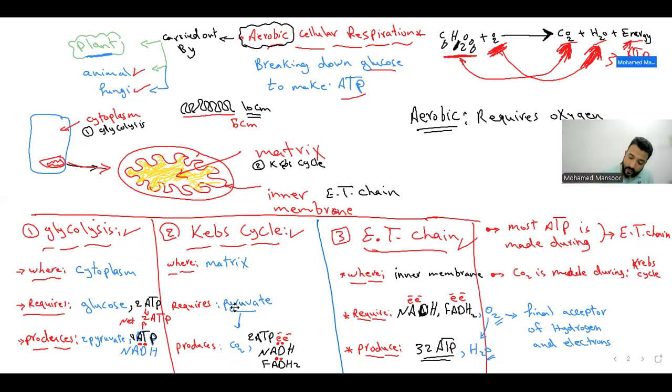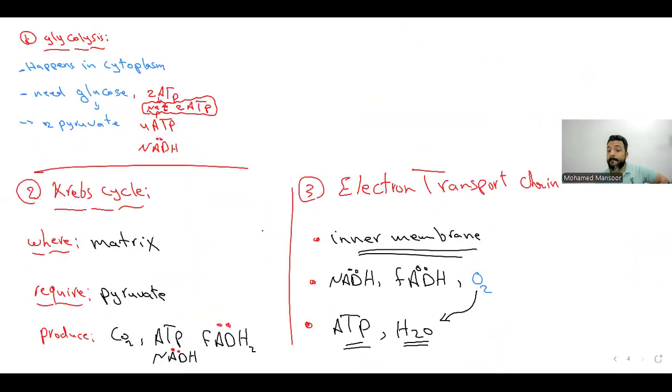How many ATP? 36. Two in the glycolysis, two in the Krebs cycle, and 32 in the electron transport chain. That's why I told you most ATP is produced during the electron transport chain. Is the number of ATP the same in every cell or can it change? No, the number is the same in any kind of cell that has mitochondria.